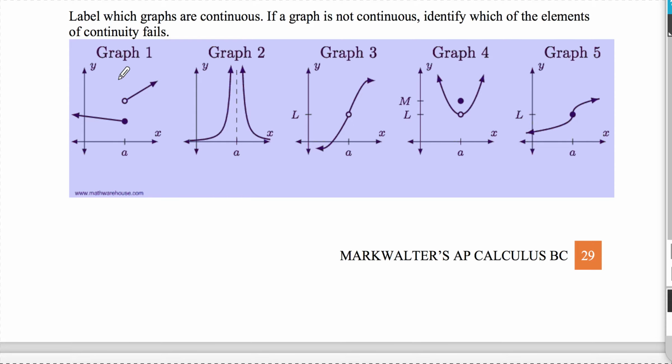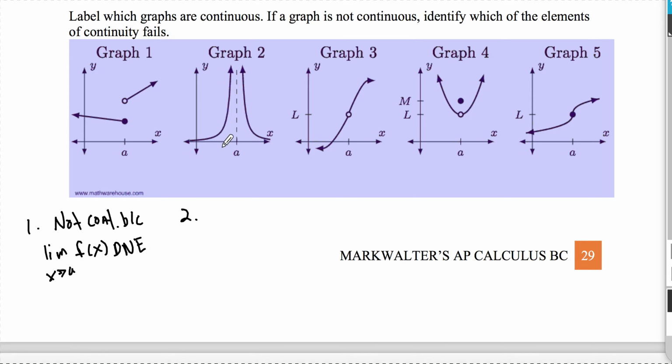All right, let's take a look at graph number 1 here. It doesn't look continuous. We would need to pick up our pencil to draw this. But let's figure out why. Does the point exist? So yep, f of a exists. How about the limit as x approaches a? Well, from the left, the limit's down here. From the right, the limit is up there. So the limit does not exist, and that's what fails. So I can say, for number 1, not continuous because the limit as x approaches a of f of x does not exist.